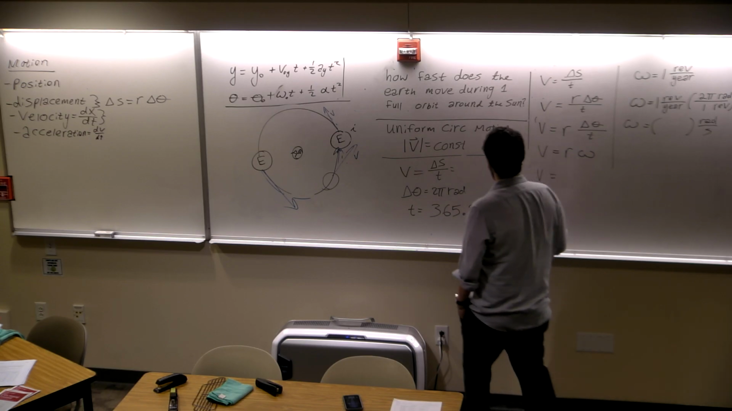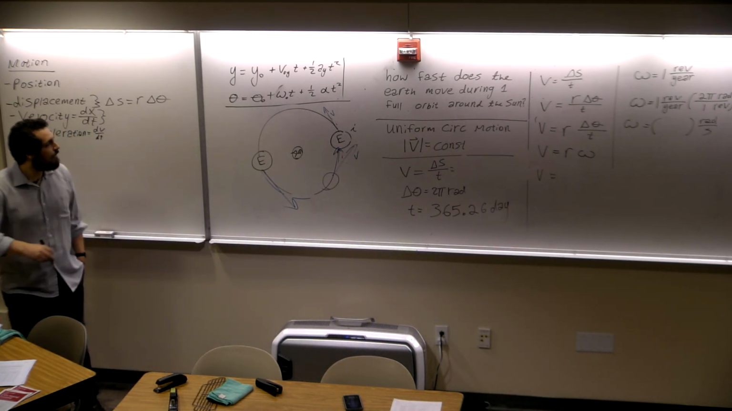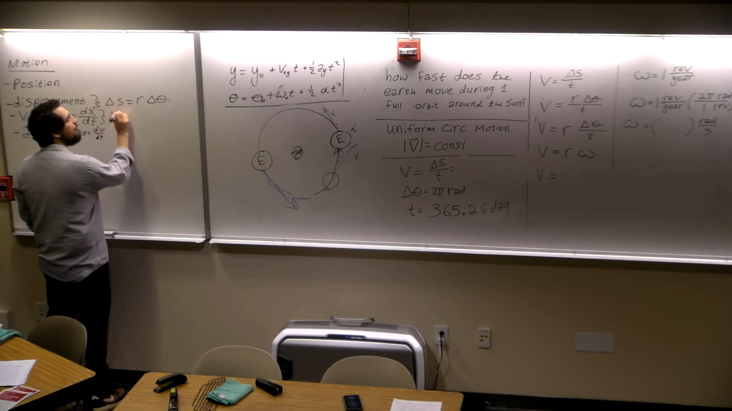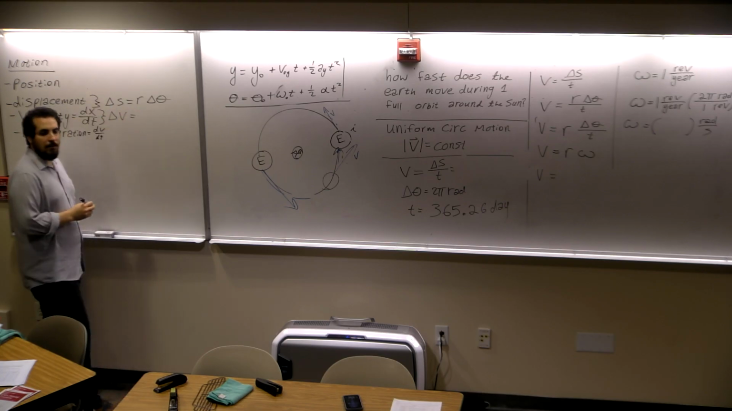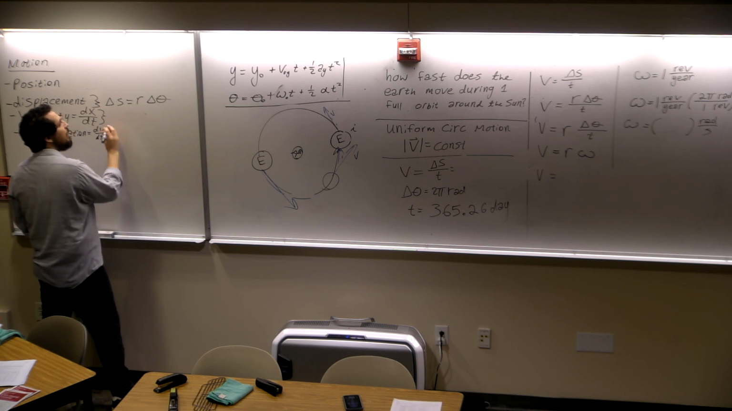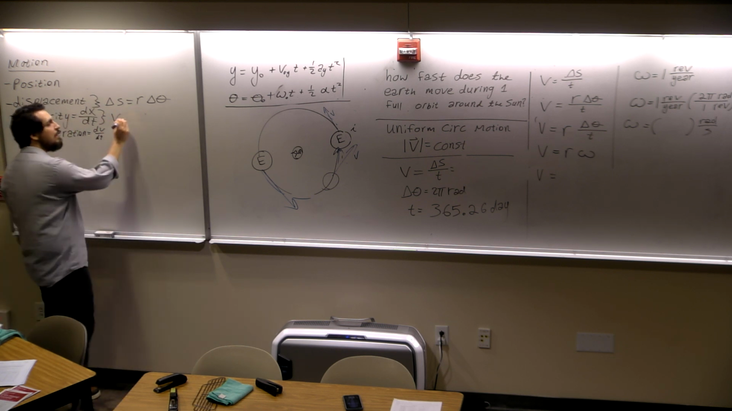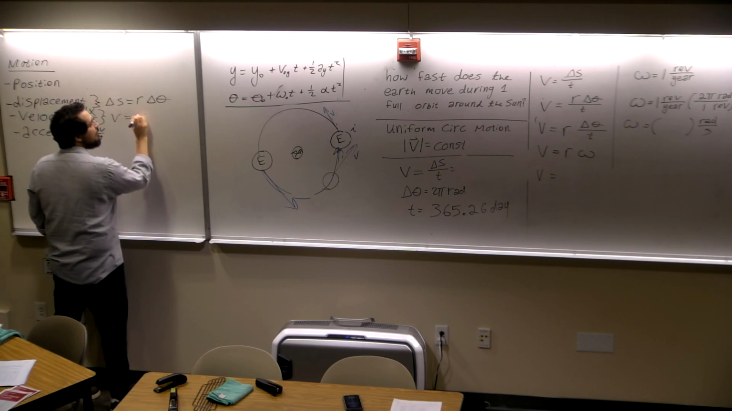What does that mean? That means that we have a way to go between the translational velocity v and the angular velocity omega.